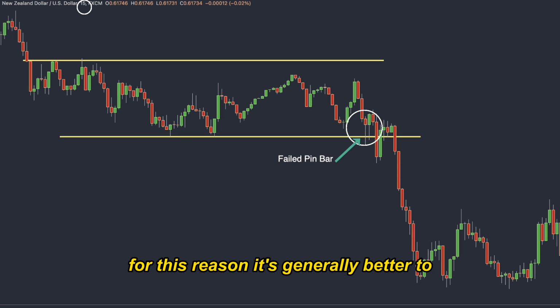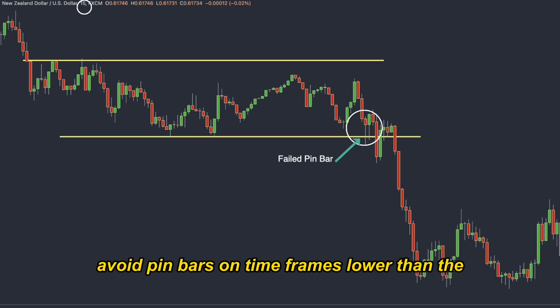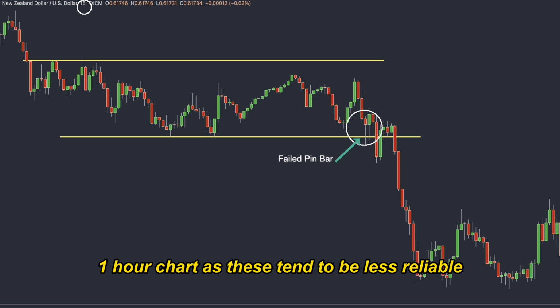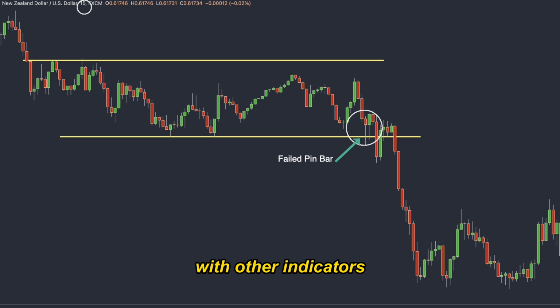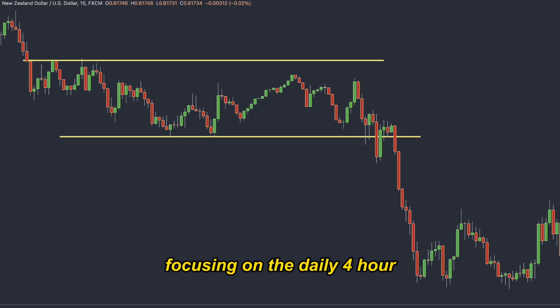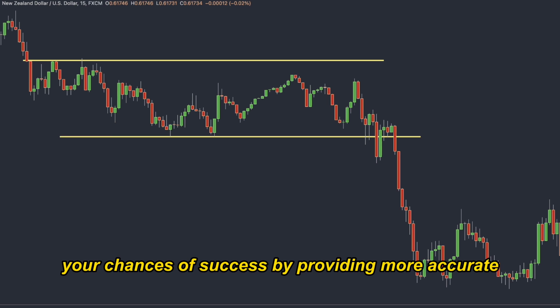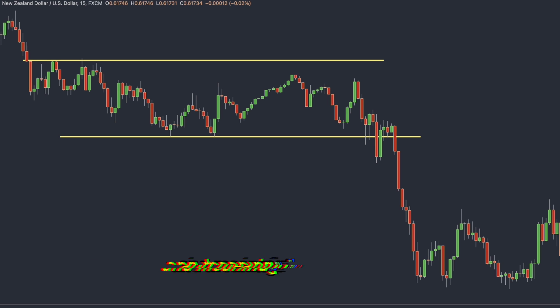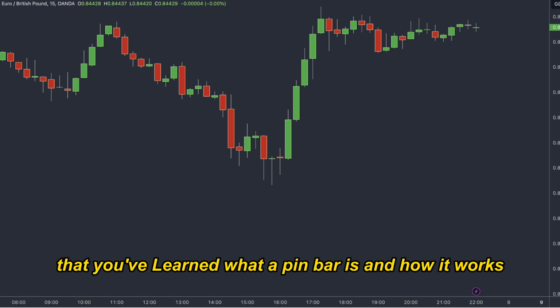For this reason, it's generally better to avoid pin bars on time frames lower than the 1-hour chart, as these tend to be less reliable and require extra confirmation with other indicators. Focusing on the daily, 4-hour, and 1-hour time frames will improve your chances of success by providing more accurate and meaningful pin bar setups.